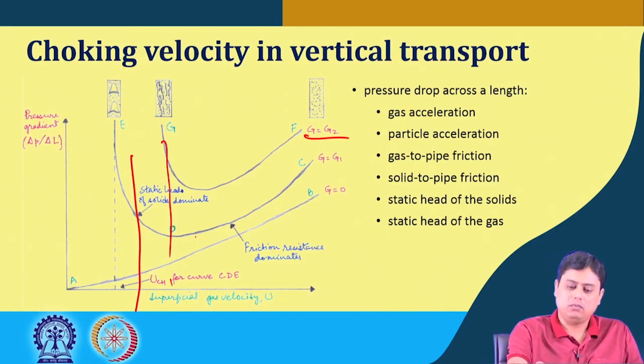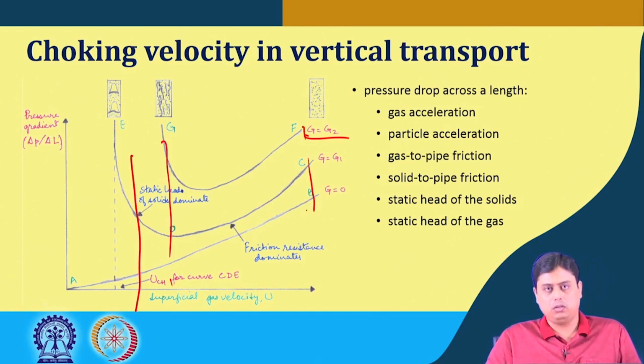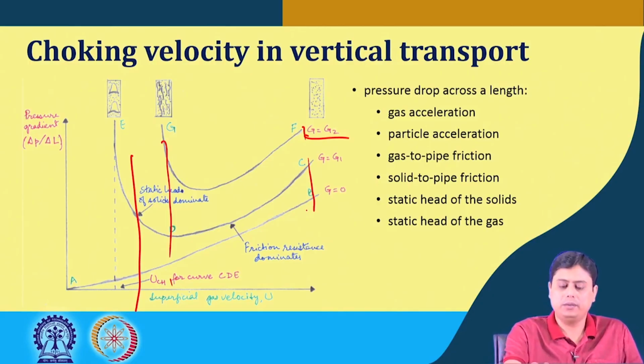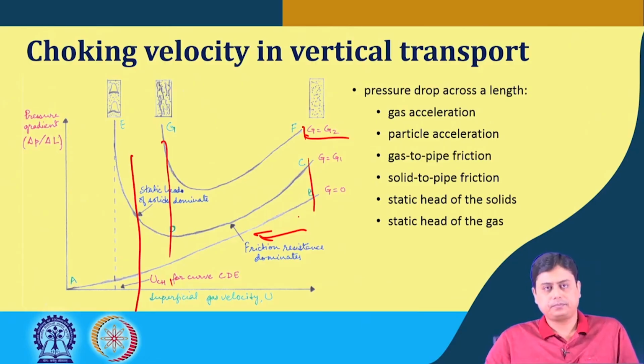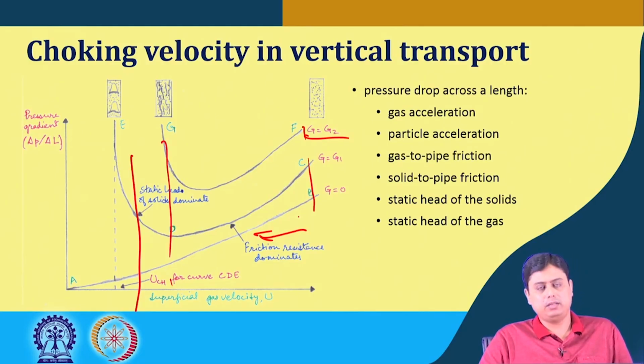So, once again, if we decrease from this dilute transport where the concentration is lower, and if we decrease the superficial gas velocity, the bed concentration increases, and at a point it is not able to further withstand the height of this static head of the solid particles, and the pressure drop again increases, and after a critical limit it basically blocks the flow, and that is called the choking velocity.